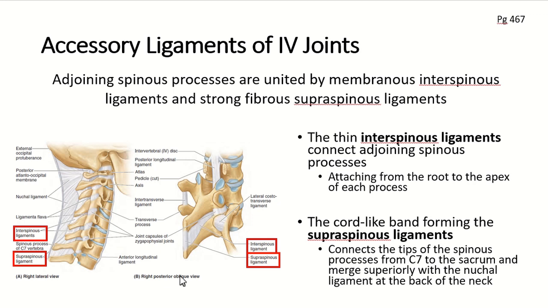The cord-like band of the supraspinous ligament, on the other hand, connects the tips of the spinous processes from C7 to the sacrum, and unlike the thin interspinous ligament, this is a cord-like band, so it's a lot different in nature. You can see it here, only attaching downwards. Of course, you can't see it above C7 because it's not in anything above C7.